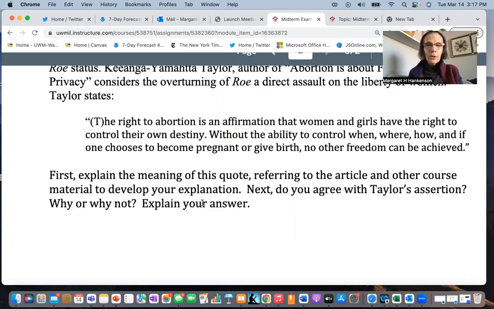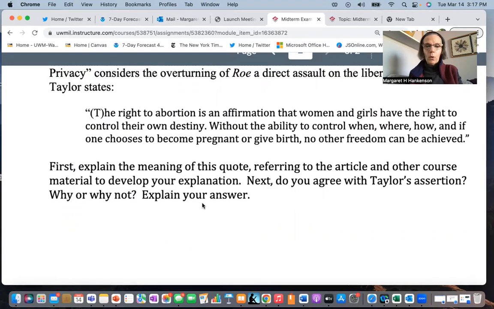That's what she's arguing. First, explain the meaning of this quote, referencing the article and other course material to develop your explanation. Next, do you agree with Taylor's assertion that no other freedoms are possible without reproductive freedoms? Now, that's a pretty bold statement. Do you agree with Taylor's assertion? Why or why not? And you could agree with it in part, not fully. Feel free to just think critically about that quote. And there's no right answer, okay? But make sure that you make a case for your answer and you explain where you stand, okay?